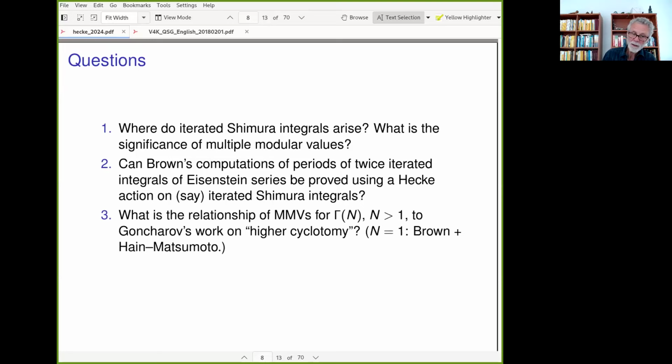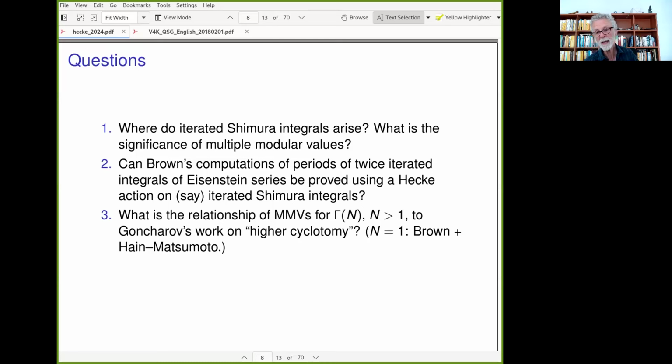And another question, which I won't discuss, is what's the relationship between multiple modular values for the gamma n, that's the principal congruence subgroup of SL2Z of level n, and Goncharov's work on higher cyclotomy. That is on, for example, the unipotent fundamental group of, say, C star minus the nth roots of unity.